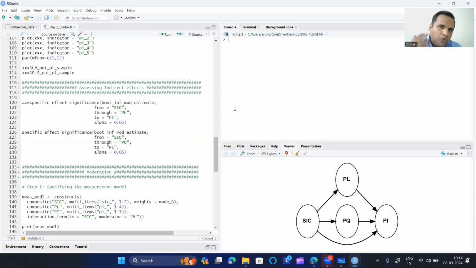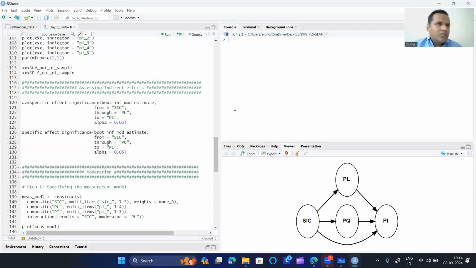So let's say there might be 2 mediations, 3 mediations, 4 mediations, any number of mediations. Let's say the model is complex. Seminar will allow you to estimate specific indirect effects. And this specific indirect effect was the feature of Smart PLS software, or WarpPLS, or Edenco. So if you're working in that, there you were able to assess the specific indirect effect.